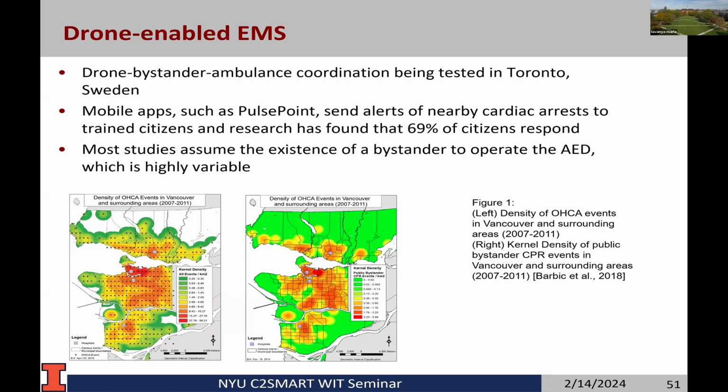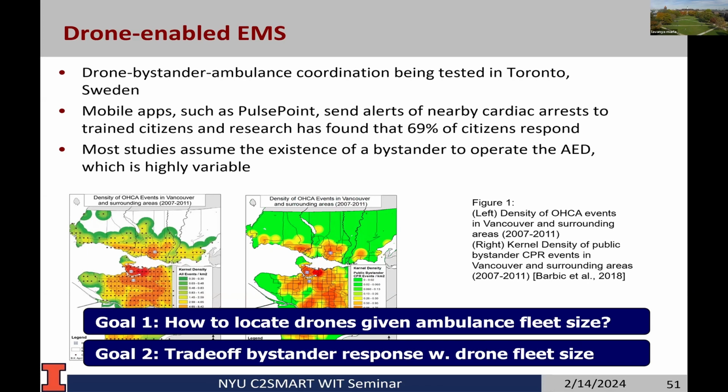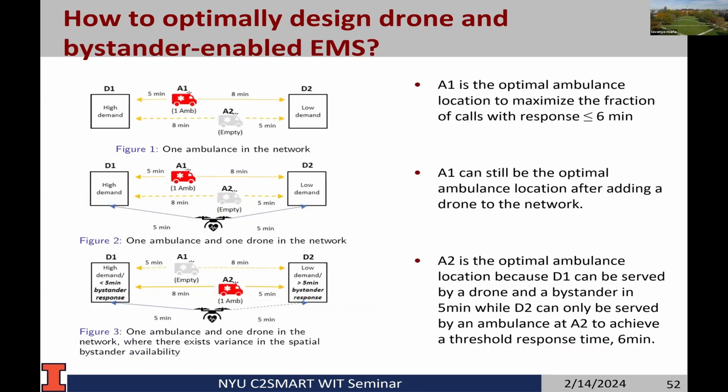And so we are looking at how do you actually make this happen? How do we locate the drones? If I have a set of ambulances of a given size, or if I want to redesign this network, how does that happen? What is the most efficient way? And how do we prove all of these things?